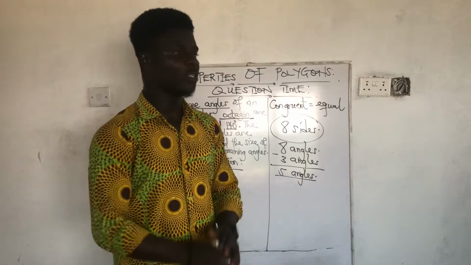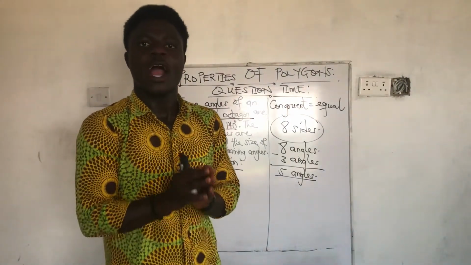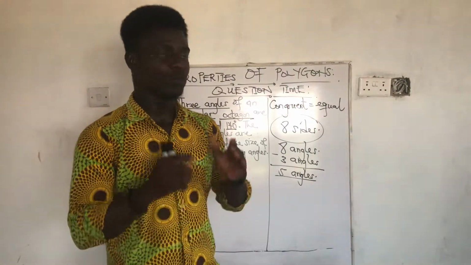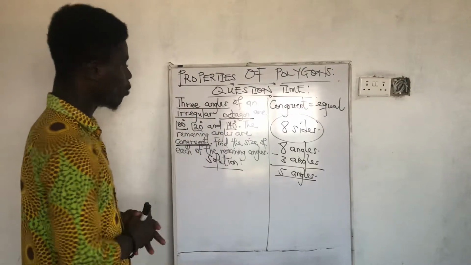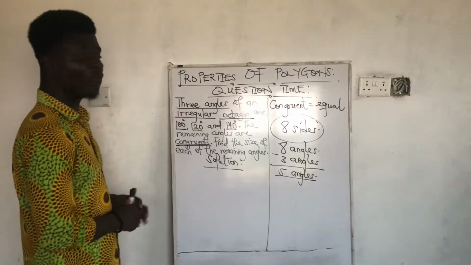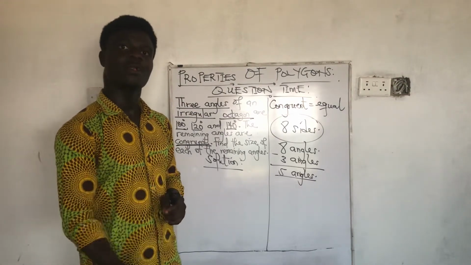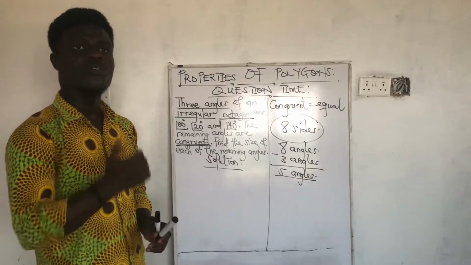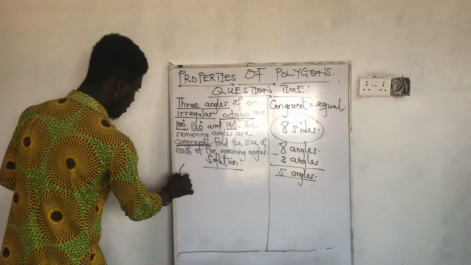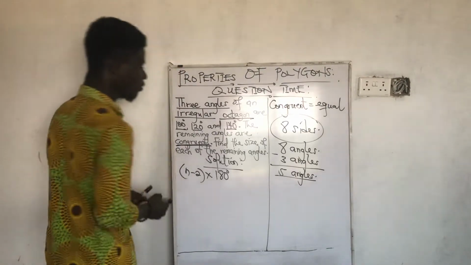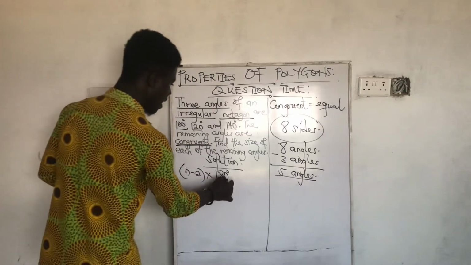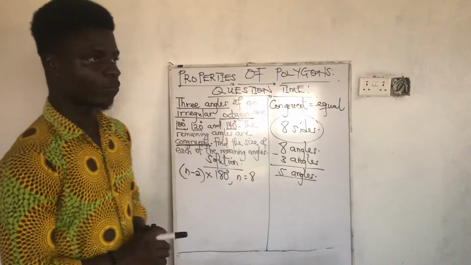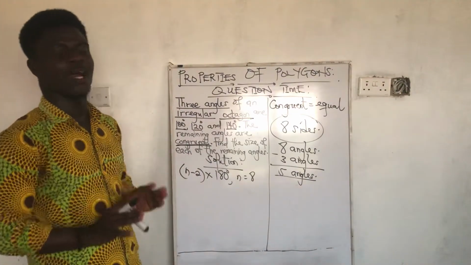Are you following? If you don't know how to find the sum of interior angles of a polygon, please do well to visit my last videos. Then watch and understand, and come back to it so that you understand what is going on here. To find the sum of interior angles of this irregular octagon, the formula is n minus 2 times 180 degrees, where n is the number of sides of the polygon. The polygon here is an octagon.